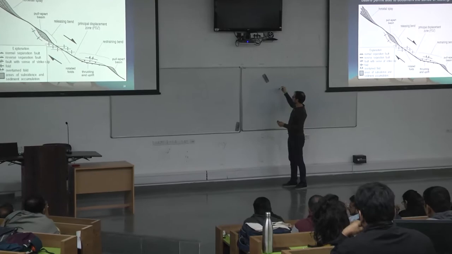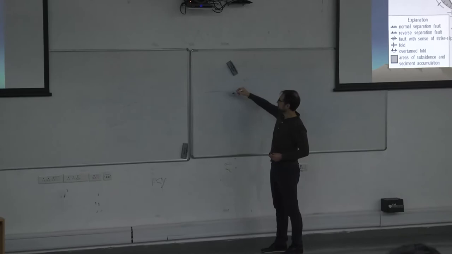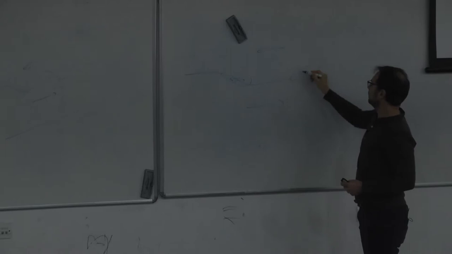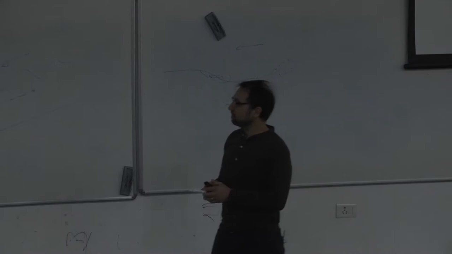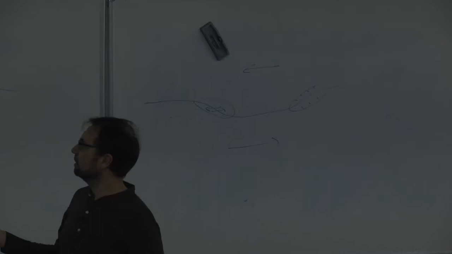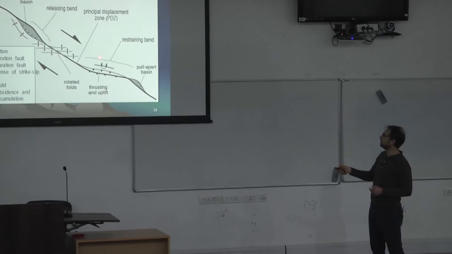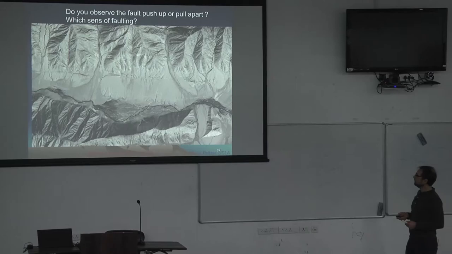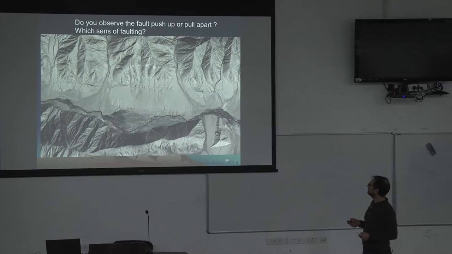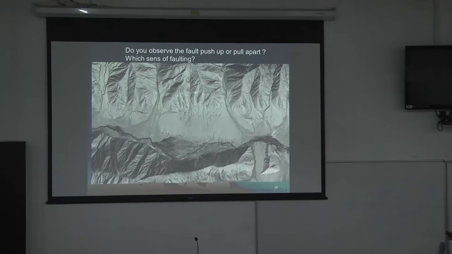And here, you see that if you have this motion, then you will get compression. And here, you will get extension. So along a fault, you can find small transpressional features and small transtensional features, so a restraining bend or what we call a pull-apart basin. Here we can see several of these features, and I will show you more in detail in the next slide.